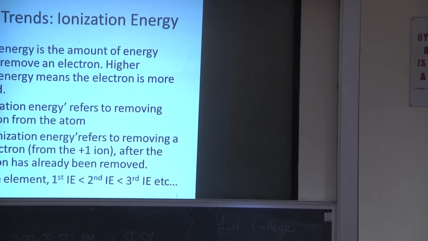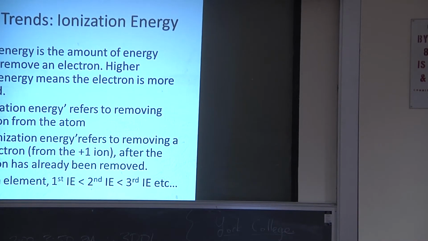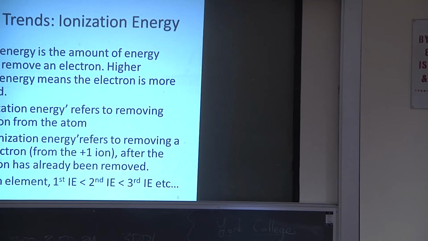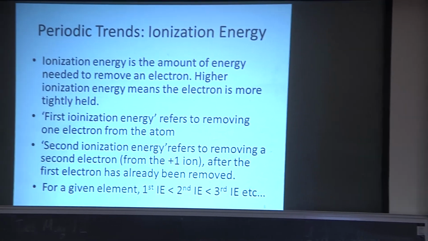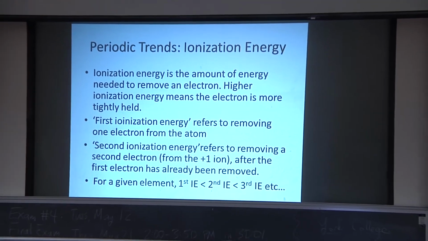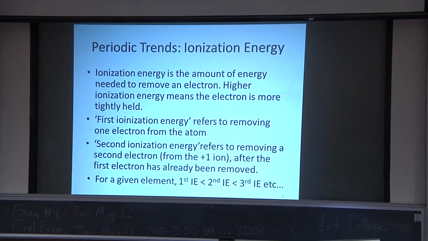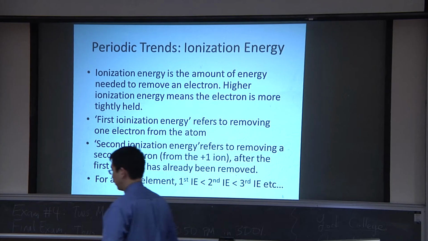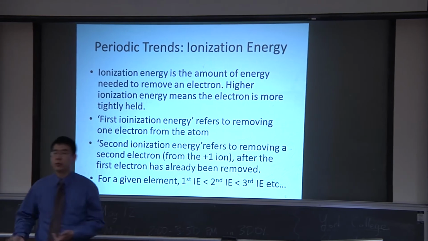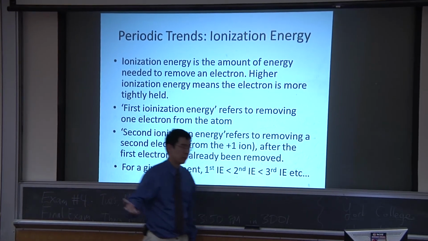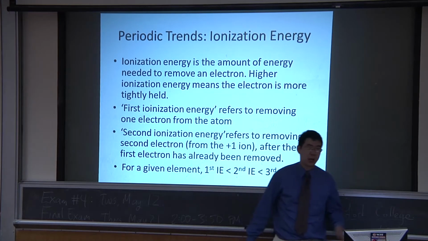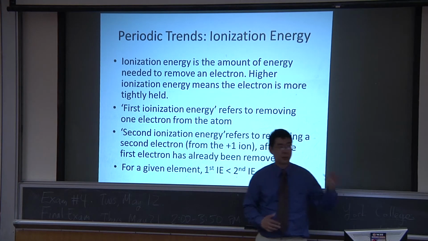Mm-hmm. So once it loses the one electron, it has the same electron configuration as neon, the noble gas. Once it's in that configuration, it's stable, right? Because it has a complete octet. It has a noble gas configuration. It really, really doesn't want to lose that. So that's why it doesn't want to lose the second one. So those group 1 elements are going to have a low first ionization energy and a high second ionization energy.